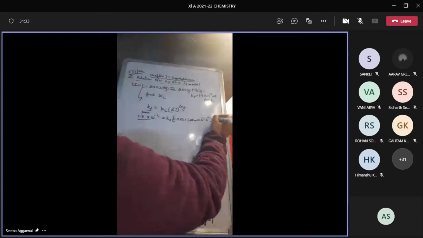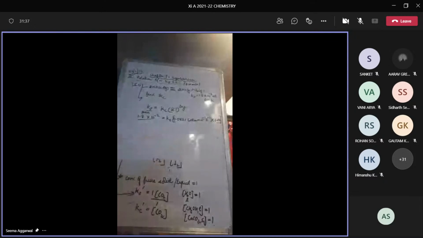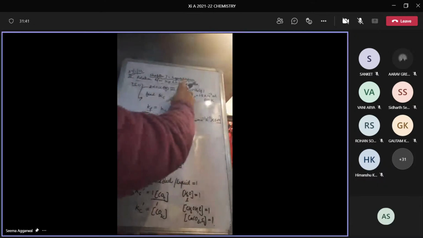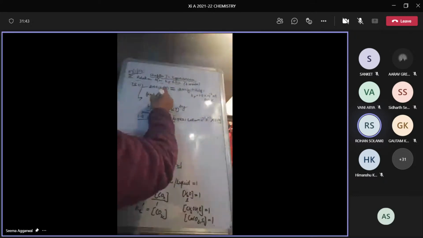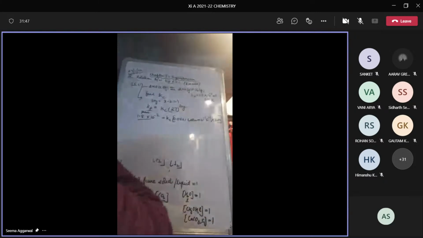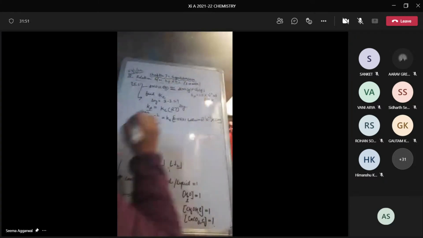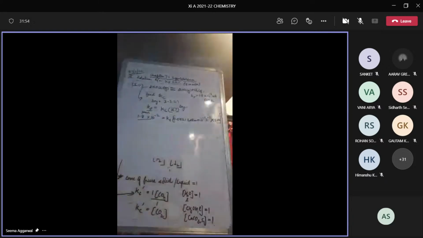Into temperature is 500. What is delta Ng? What is the value of delta Ng? Change in number of gaseous moles. यहाँ पर हो गया 1. Calculate here: 3 minus 2, which is equal to 1. All the three are gases. Is it okay? Delta Ng value is 1.